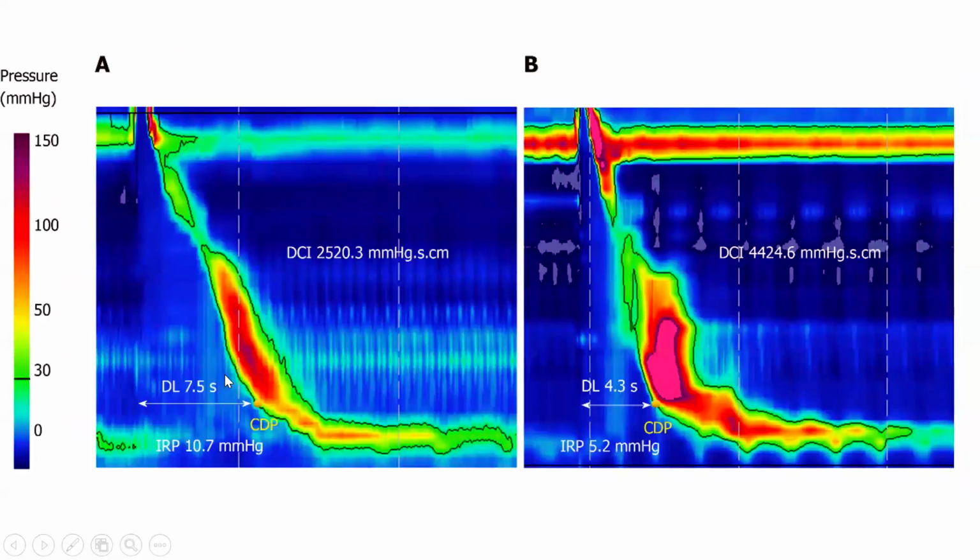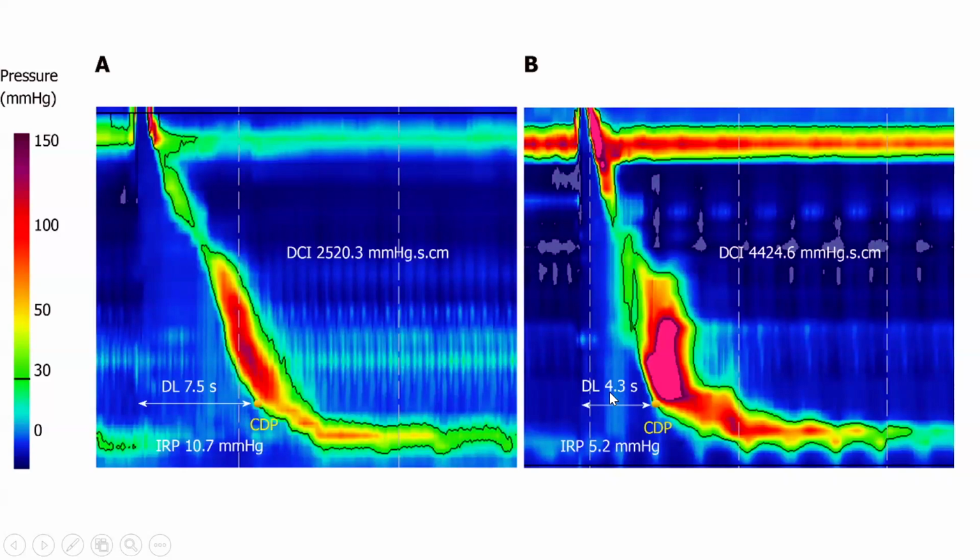This is like an example. We can see this is the normal swallow. This is the distal latency, it's 7.5. This is the deceleration point. And we have here an abnormal one. We can see that this is the deceleration point, and we can see here that the distal latency is 4.3 seconds.